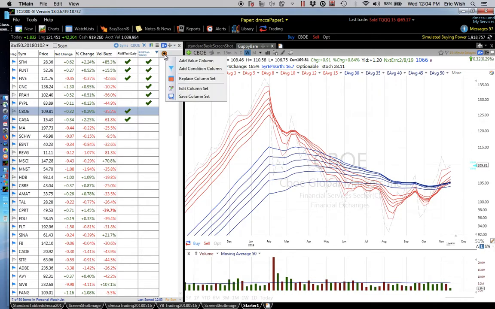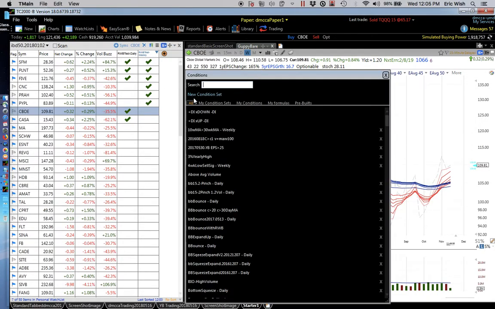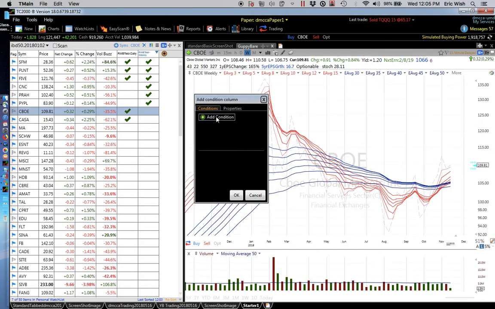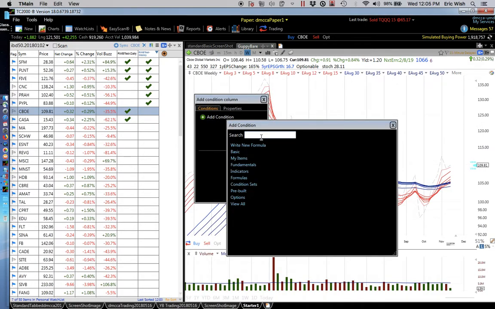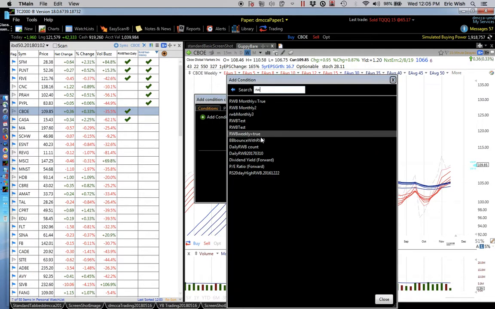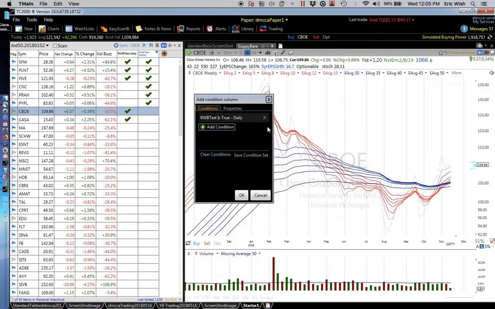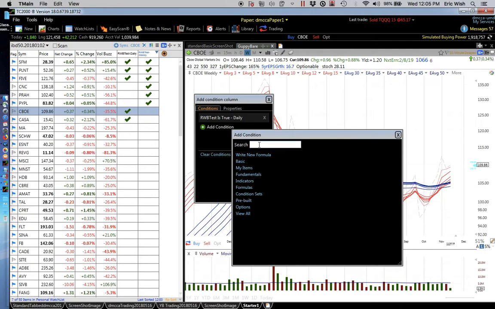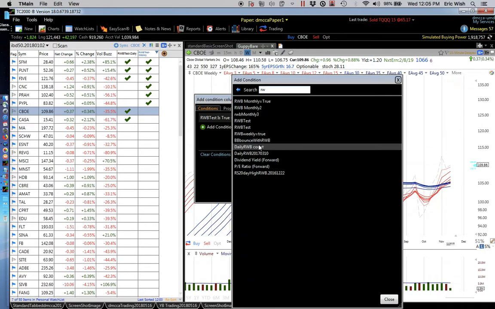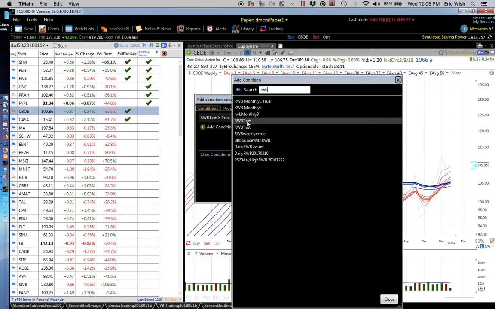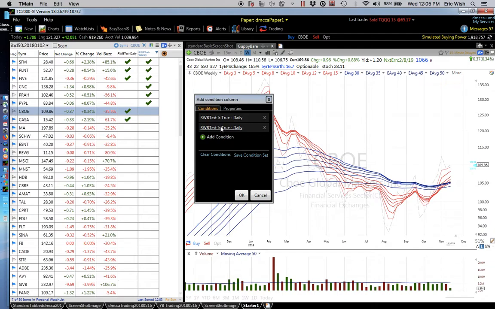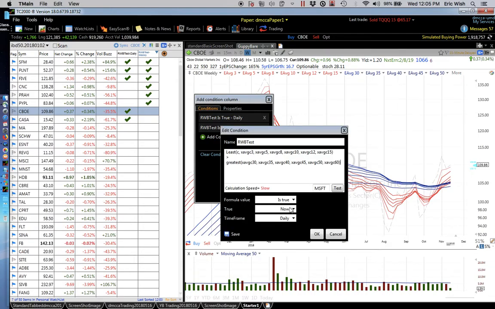And now I can put that in a new column, add a condition column, a new condition test set. And I can search for the condition I just made, RWB test. It's in there twice for some reason. And there it is on the daily. RWB test. But we don't want it on the daily. We want this one to be on the weekly.